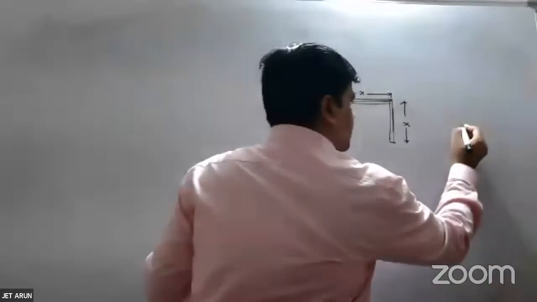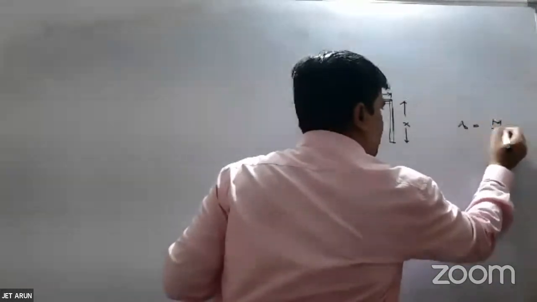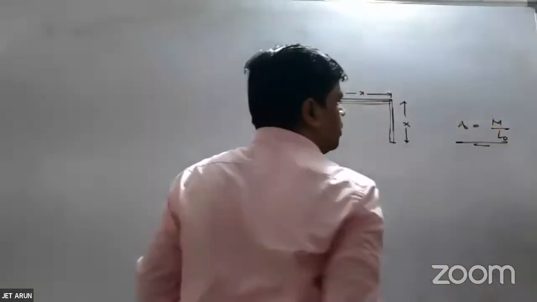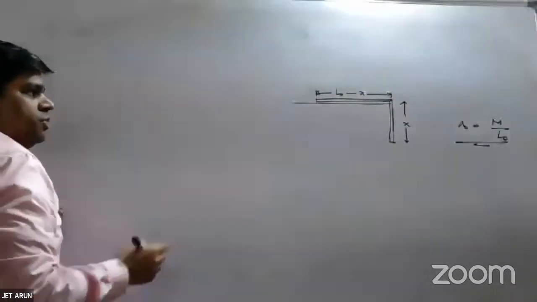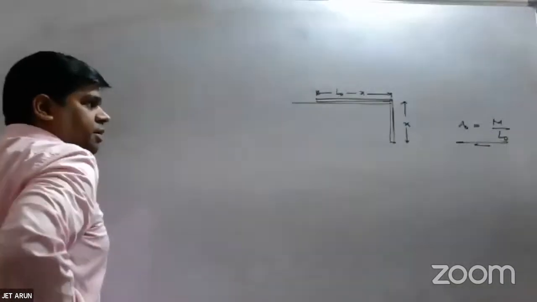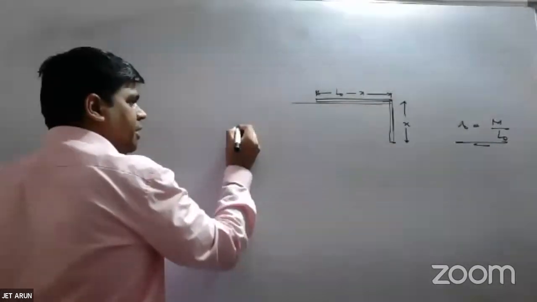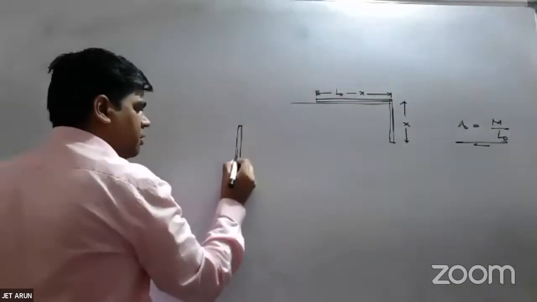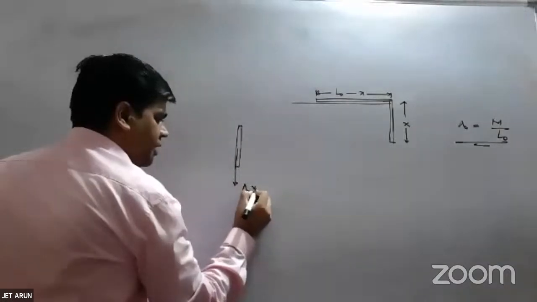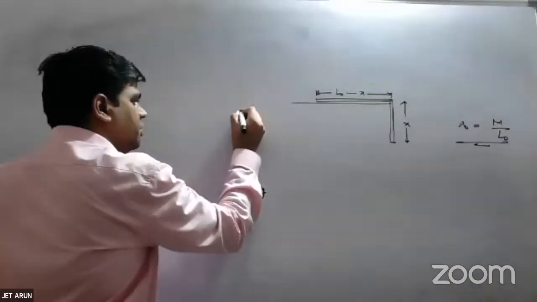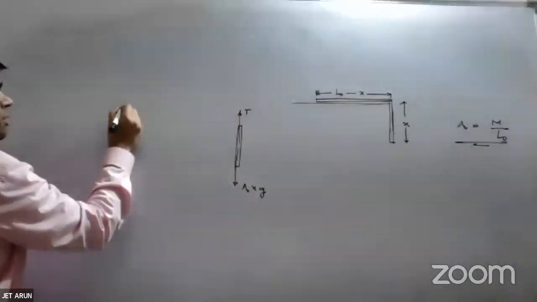So let the linear mass density be lambda. Lambda is equal to m by L naught. So the FBD of this hanging part would be: lambda xg downward gravitational force, tension upwards.